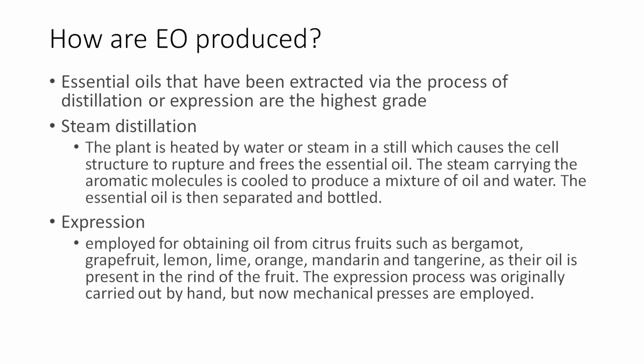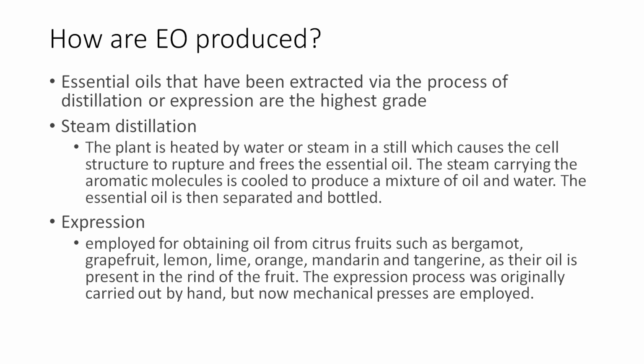So, how are essential oils produced? Essential oils that have been extracted via the process of distillation or expression are the highest grade. Steam distillation. In my previous lecture I had already explained about steam distillation, but we will come to it again. The plant is heated by water or steam in a still which causes the cell structure to rupture and which frees the essential oil. The steam carrying the aromatic molecules is then cooled to produce a mixture of oil and water. The essential oil is then separated and bottled.